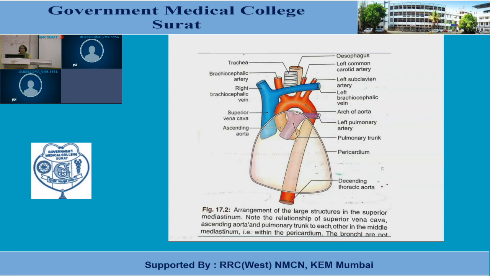The coronary arteries arise from the ascending aorta. How does it arise? We'll let you know later on. Now the great vessels here we can visualize in the diagram.